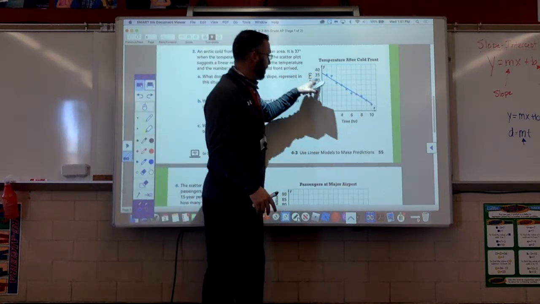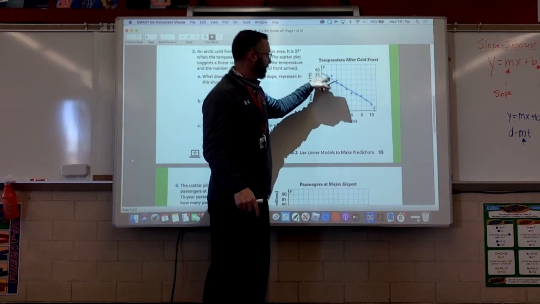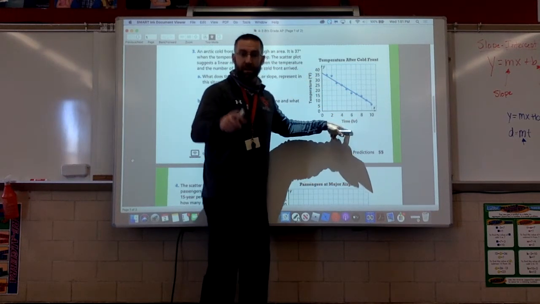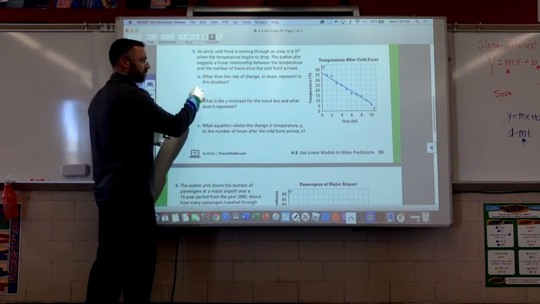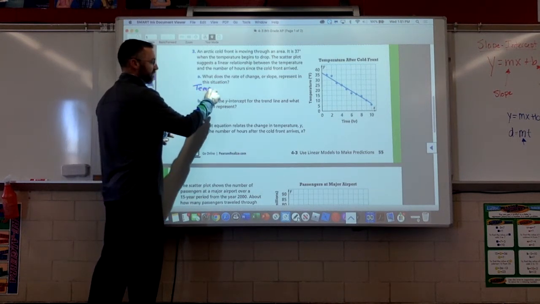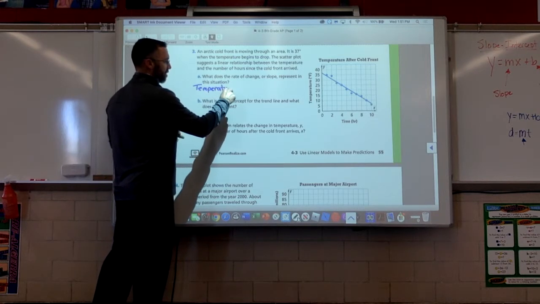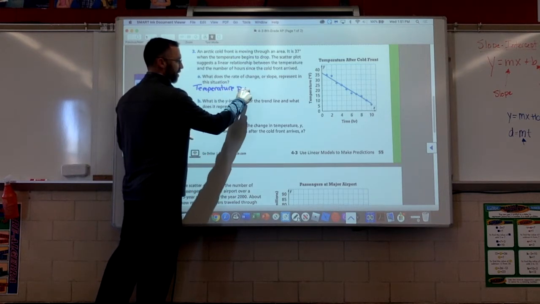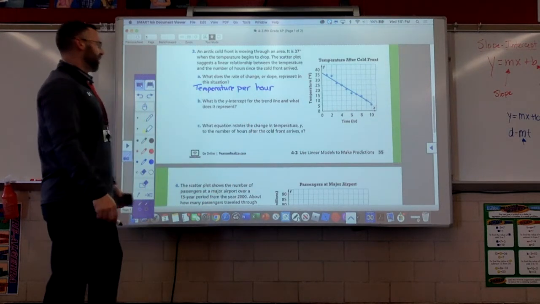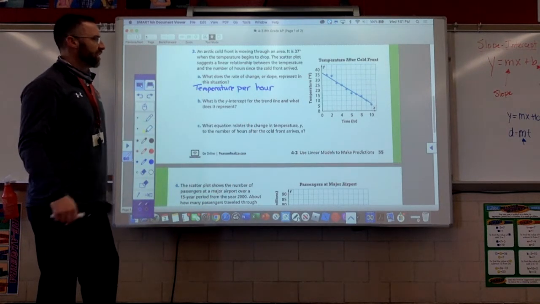Well, this would be your change in what? Degrees or temperature per hour. Right? So what does it show? The change in temperature per hour. Does it say to find it right now? Nope. So we'll just leave it at that.